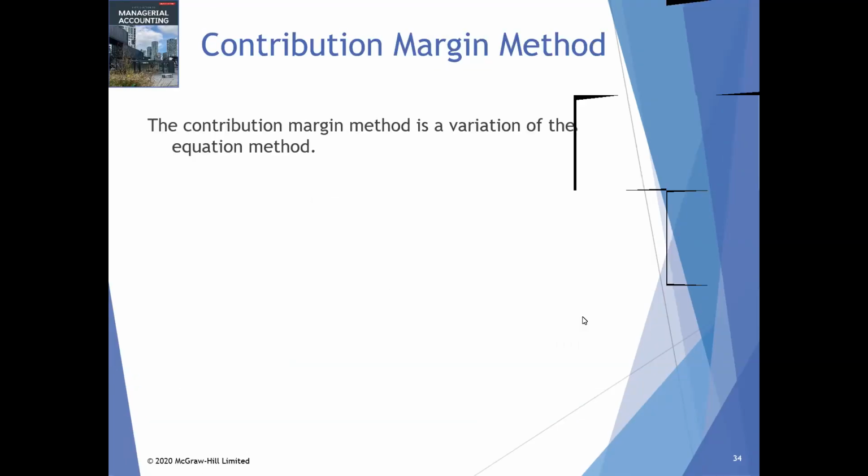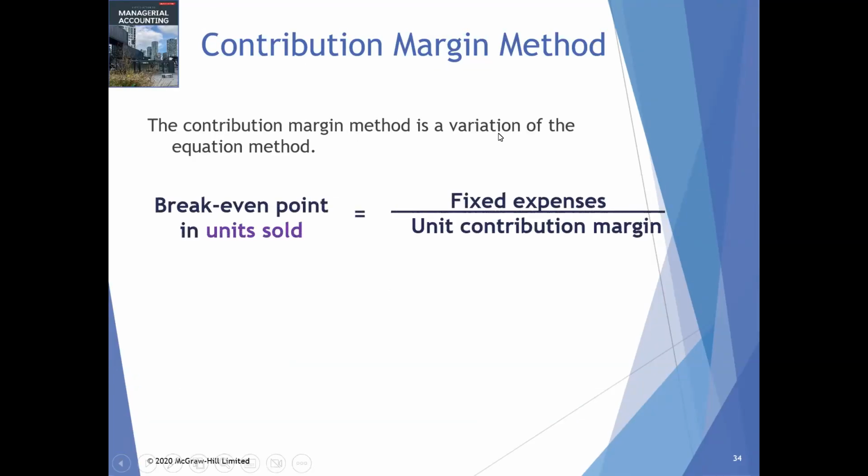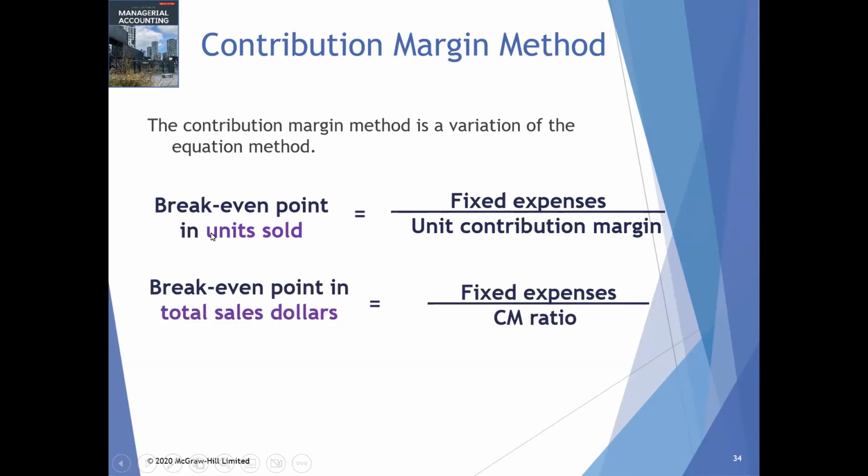Now look at this. The contribution margin method is a variation of the equation. So the break-even point in units sold, we know, is the fixed expenditure and CM. Very simple: fixed expenditure divided by the contribution margin. So the break-even point will be fixed expenses divided by the CM ratio, we can say.